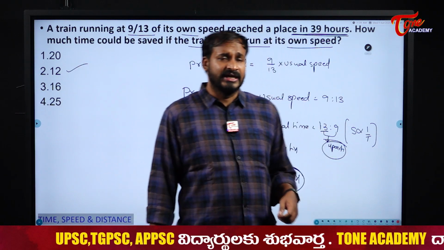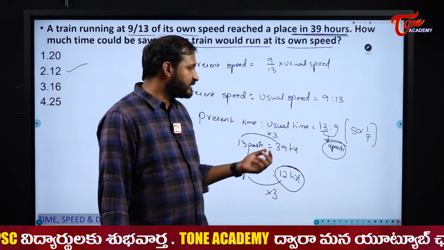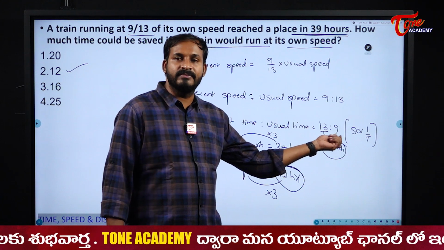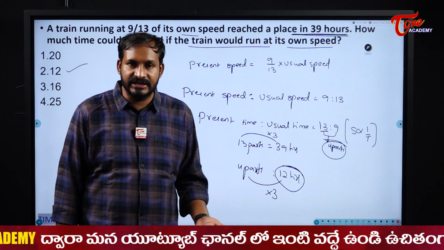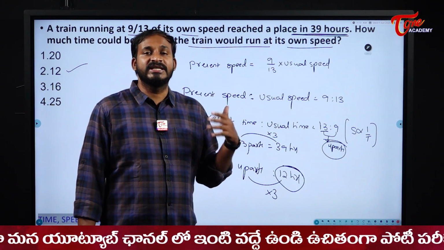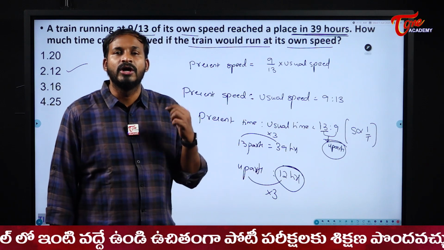See here students, if they had asked what is his usual time, I would have found simply 9 parts, which will become 27 hours. But here our question is the time which he can save, that means the difference. The difference is 4 parts, which is equal to 12 hours.